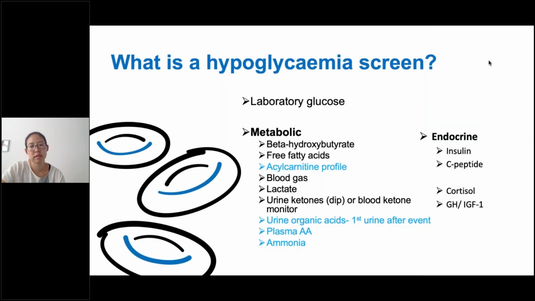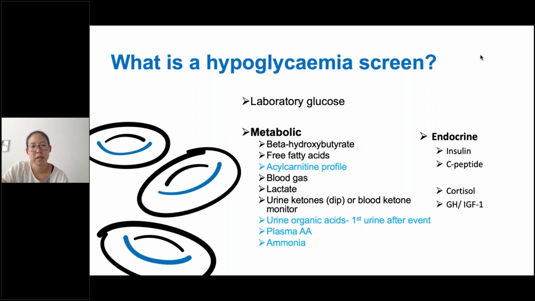So what is a hypoglycemia screen? Each of your hospitals will definitely have a hypoglycemia guideline, and these tests will be on it. These are the first line tests I would hope that you would complete. Obviously, laboratory glucose is the most important thing, because sometimes we do it on the point of care meters, and those are not super accurate. So you always need to do a laboratory glucose as well.